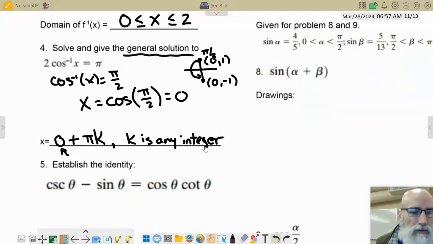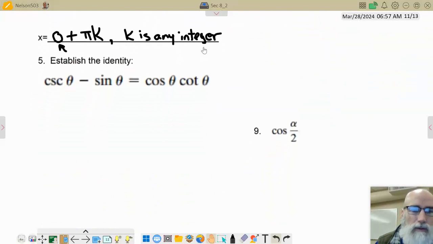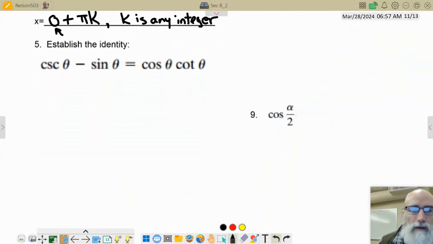All right, establish the identity. Boy, this one was tricky. You could start with either side, but once you pick a side, you can't jump to the other side and start messing around with the other side. Okay. Our goal is to get the left side to look identical to the right side. So one thing we could do is write cosecant as 1 over sine theta. This is one of the suggestions, to convert everything to sines and cosines.